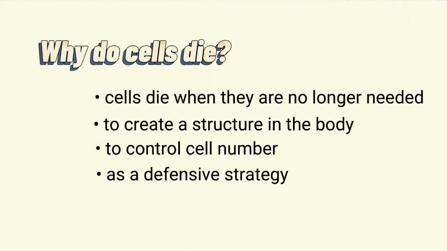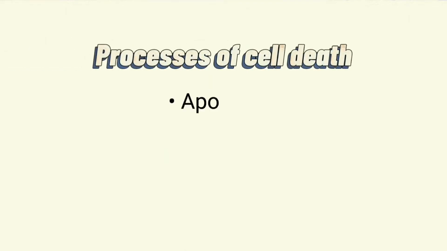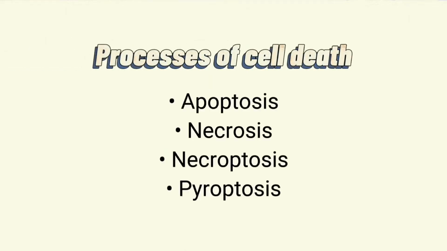Cells can die because they are damaged, but most cells die by killing themselves. Cell death occurs via different processes: first, apoptosis, second, necrosis, third, necroptosis, and fourth, pyroptosis.